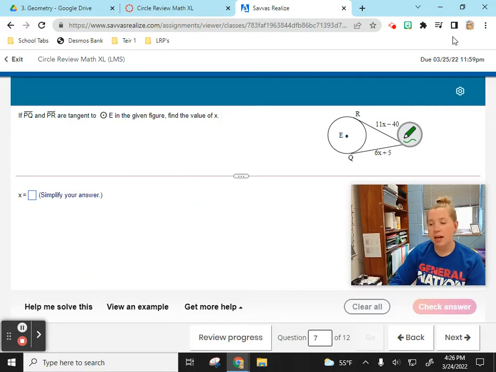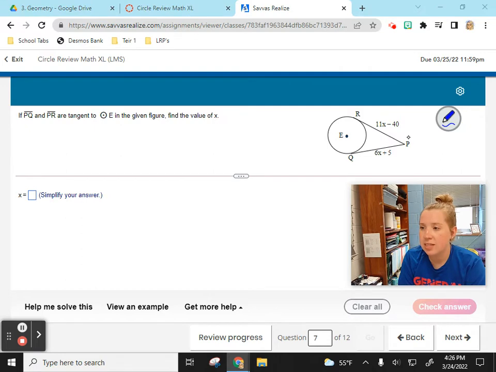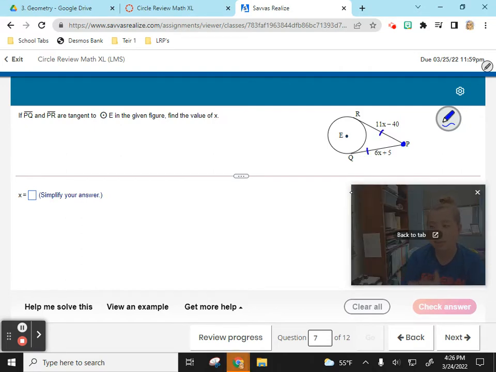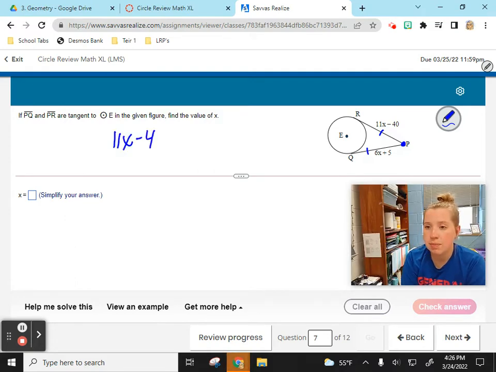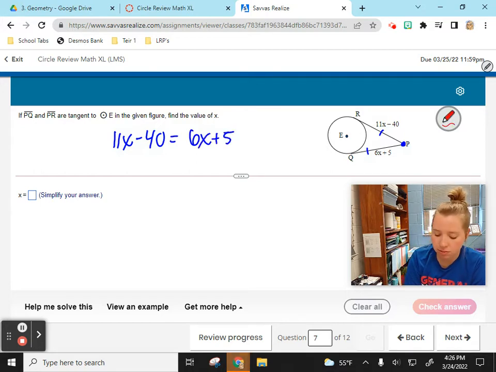All right, the other tangent theorem that we had was when we had lines that intersected on the outside of our circle. Our tangent theorem told us that they were congruent to each other. So congruent means we set them equal. And now we just have a beautiful, lovely little equation that we can solve. If you like to draw this line, that could be helpful.